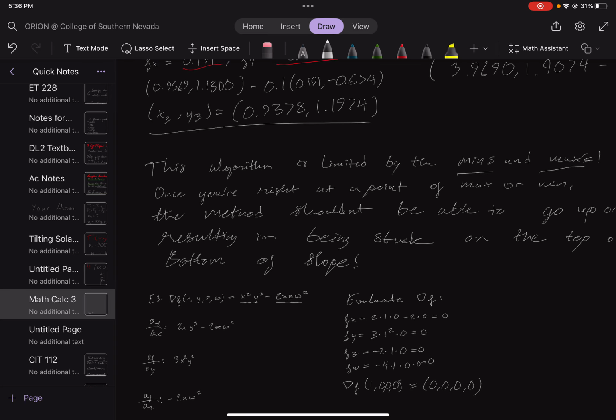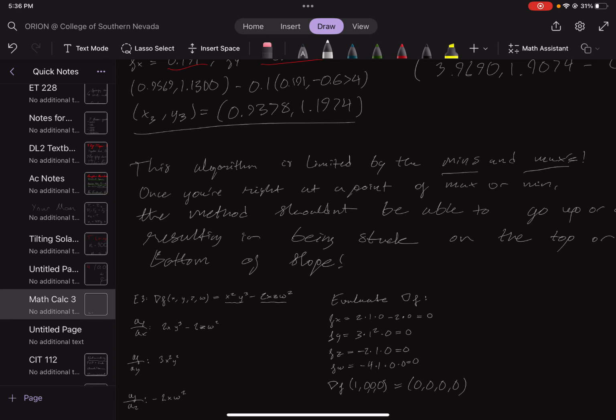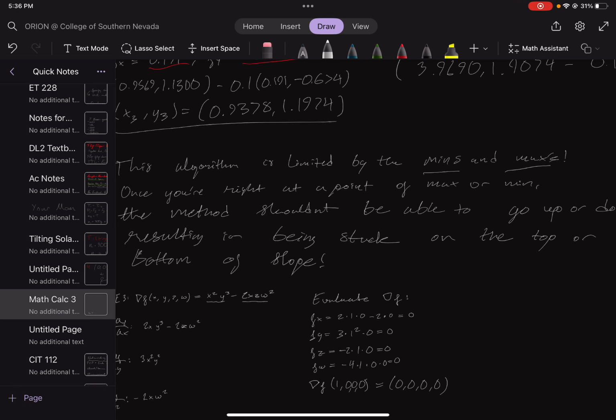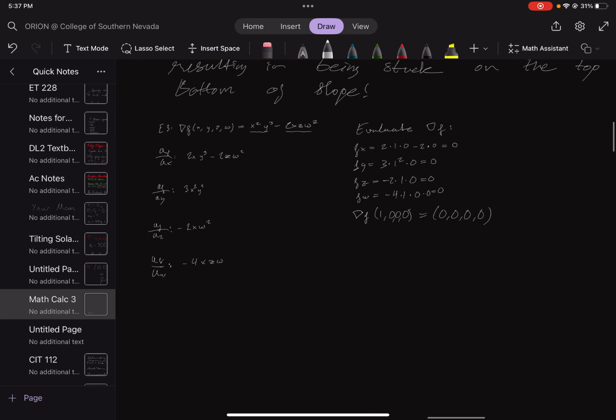That's what I think. Once you're right at a point of a maximum or a minimum, the method won't be able to go up or down. So it's basically going to perceive that point as stuck in place. It's going to be stuck on the top or the bottom of the slope, because then you can't subtract any further. I'm not going to try to find the exact coordinates of one of these points because it's a lot more math, but that's the general idea. And then we're going to go on to the third example.